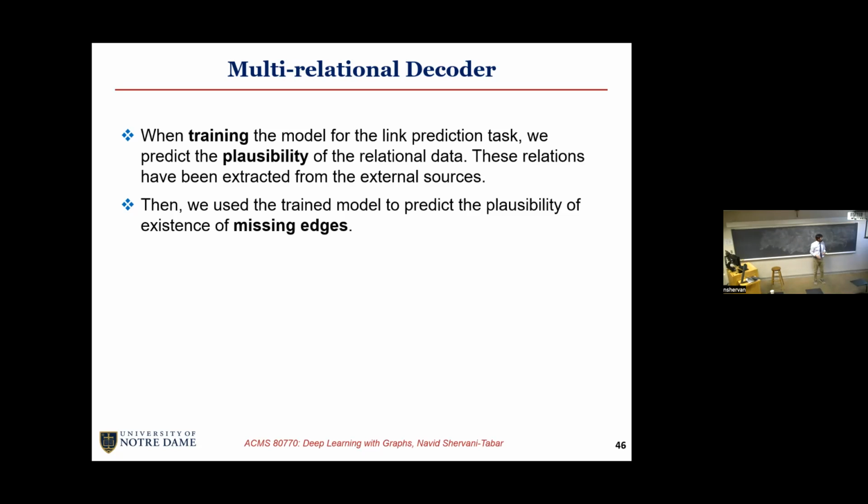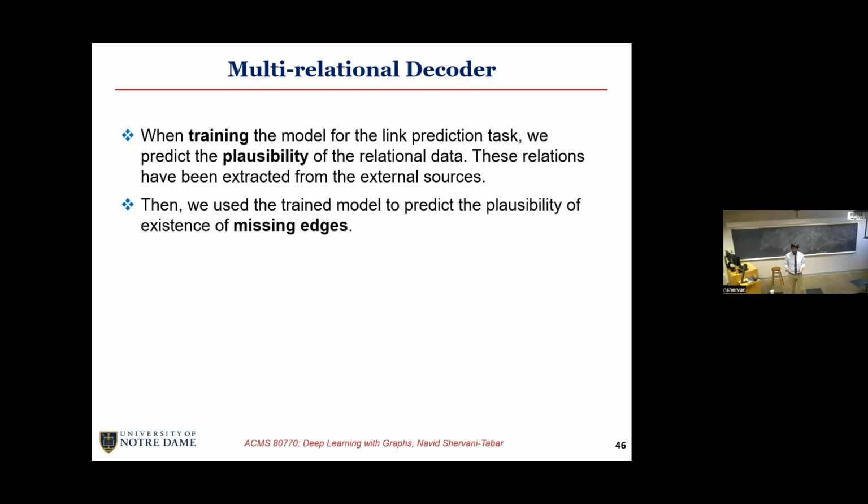All right. So now we have some data. We have a structure. Basically, we have extracted some data knowledge from outside sources. We constructed some graph, and then we want to complete the missing links here.